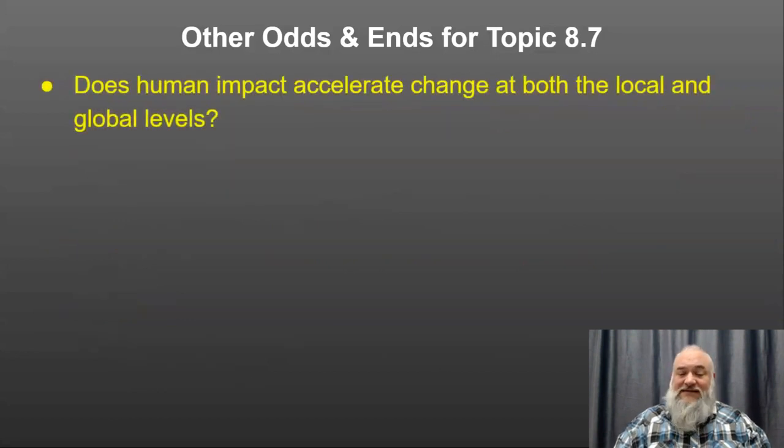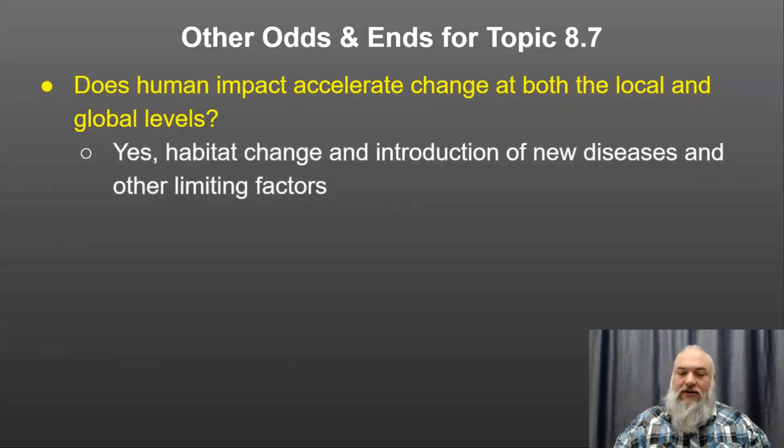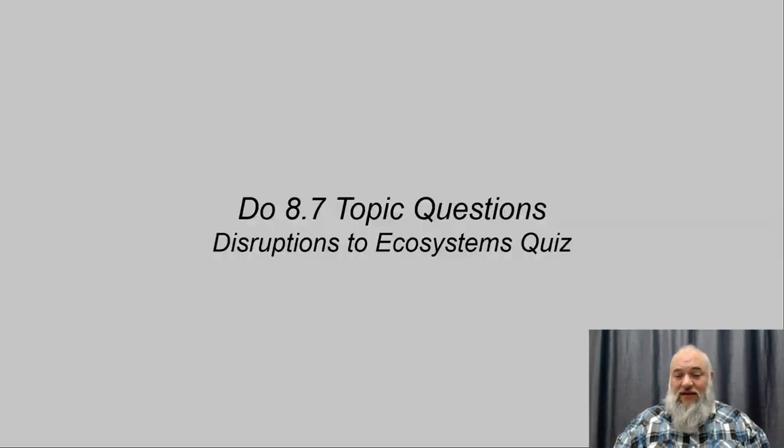Does human impact accelerate change at both the local and global levels? Yeah. Habitat change, introduction of new diseases, and lots of other limiting factors. And that will do it, guys. That's the very last slide.